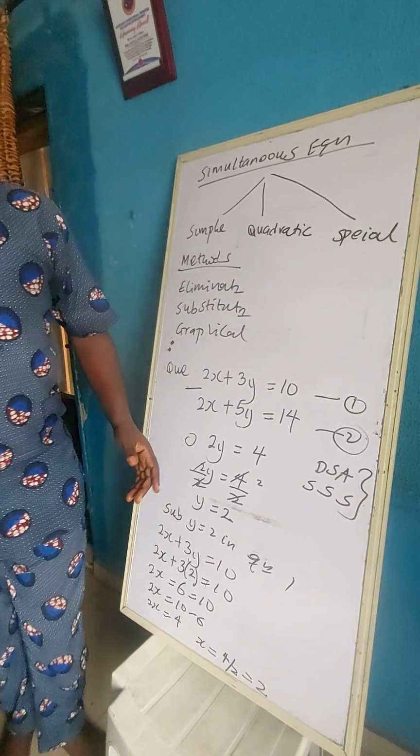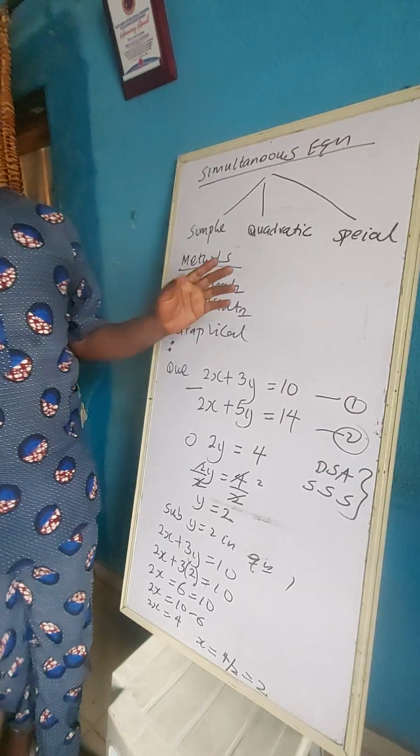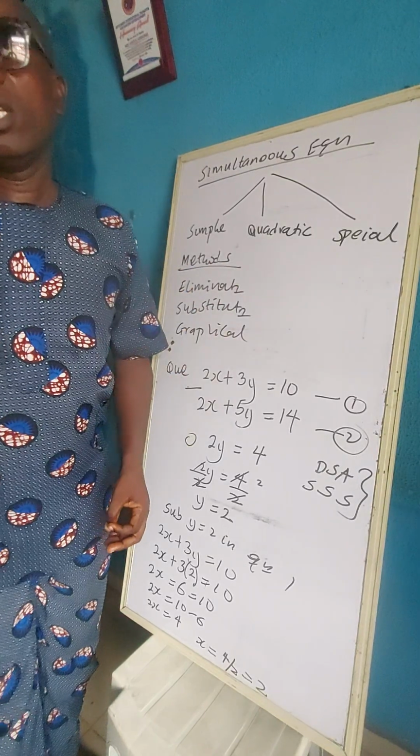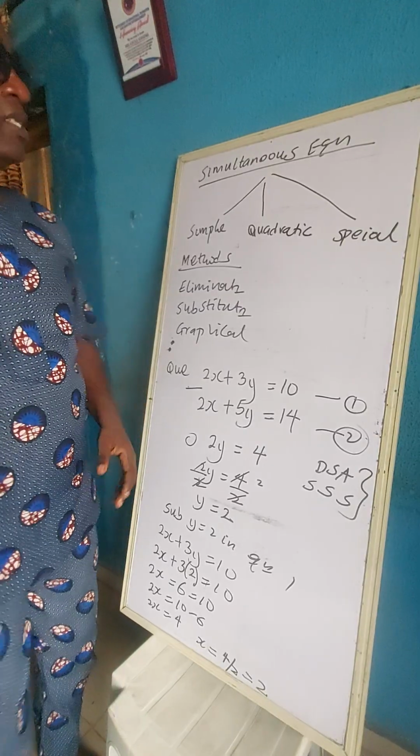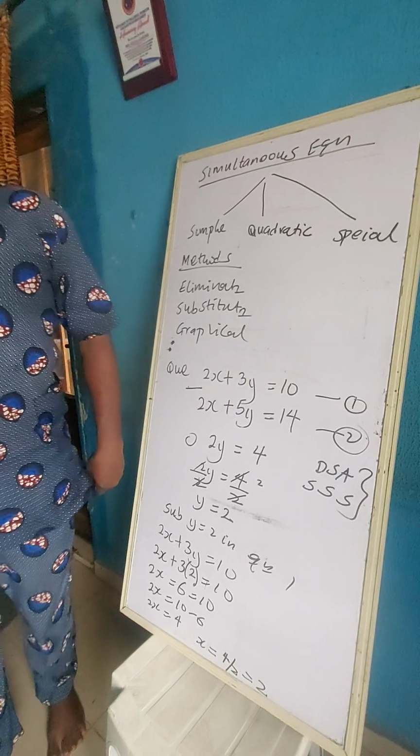What we just did now is a normal, simple simultaneous equation. That's about that. You can just glance through and see the way you solve it. Thank you. We'll move to the next one.